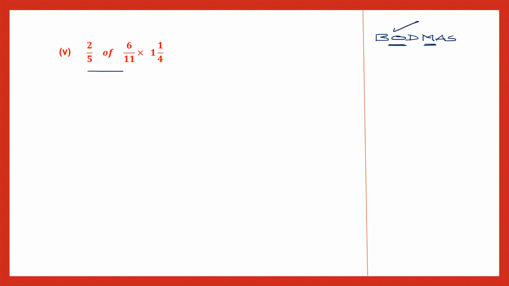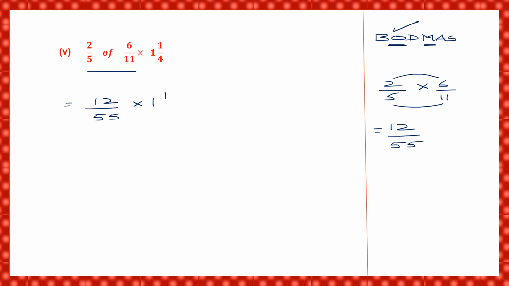That means we need to do this first. So let's do that. 2 by 5, of means into 6 by 11. Is there anything that we can cancel? There's nothing that we can cancel. So we just multiply the numerators. 2 sixes are 12 and the denominators 5 11s are 55. So we've done that first. So let's write that down. 12 by 55 into 1 1 by 4.